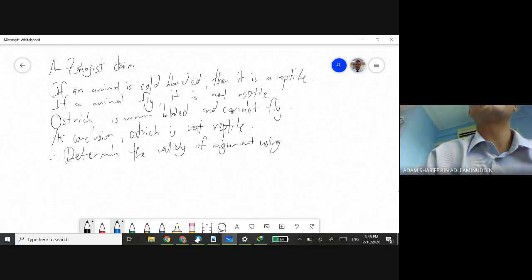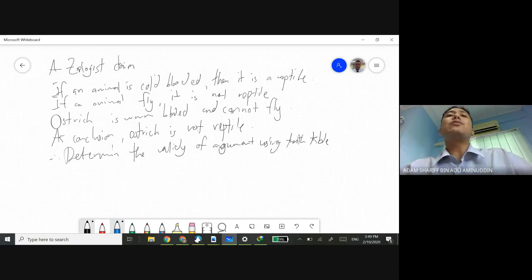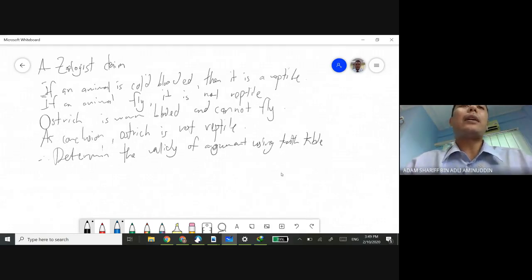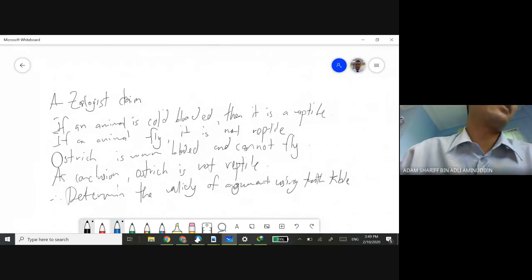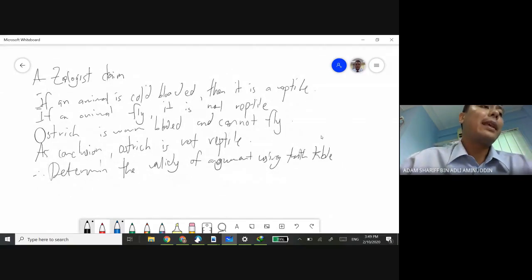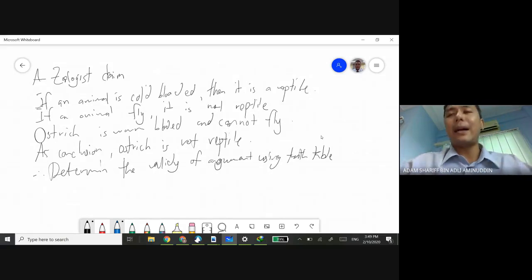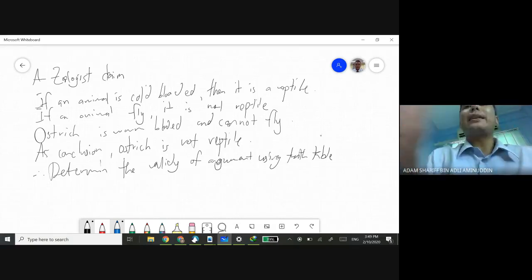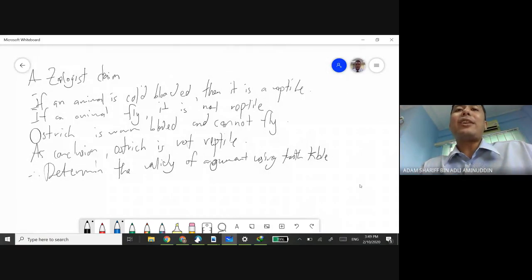Determine the validity of the argument. Right now, I will not do the truth table for you. The actual question from your friend here: if the statement says ostrich is warm-blooded, does it mean that it is not equal to cold-blooded? My answer to you is yes, it is not equal. The keyword here, if you want to change this into logical syntax.